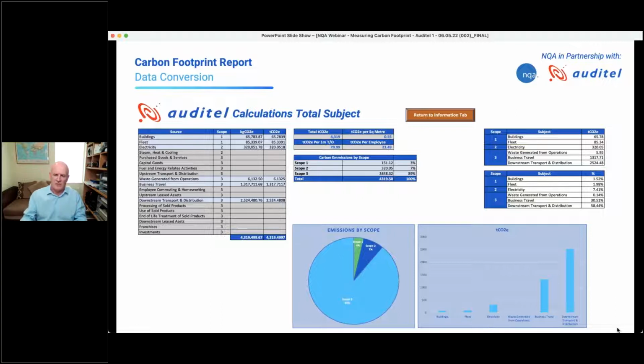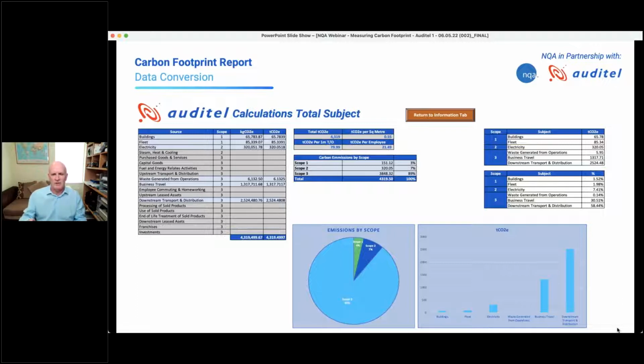So to actually counter that, what we should also be looking at doing is setting intensity metrics. In this example, we have looked at intensity metrics per square metre of premises. We've looked at a tonne of CO2 equivalent per £1 million turnover. We've also done it per employee. You could do it per widget or per tonne of product produced. Whatever is most relevant to your business, you start to set those intensity metrics.